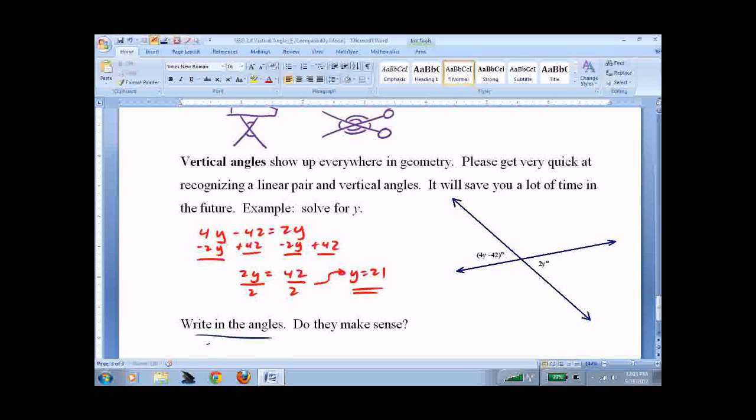Well, write in the angles. This is 2y, that's 2 times 21, that would be 42 degrees. This is 4 times 21, that's 84 minus 42. This would also equal 42 degrees. So make sure they work. If this is 42 degrees, what is this? It's a linear pair. These are a linear pair. So that would have to be 180 minus 42. I think 138 degrees. I have trouble doing that in my head. Yeah, that works. This would have to be 138 degrees. So always check that they make sense. In this case, they do.